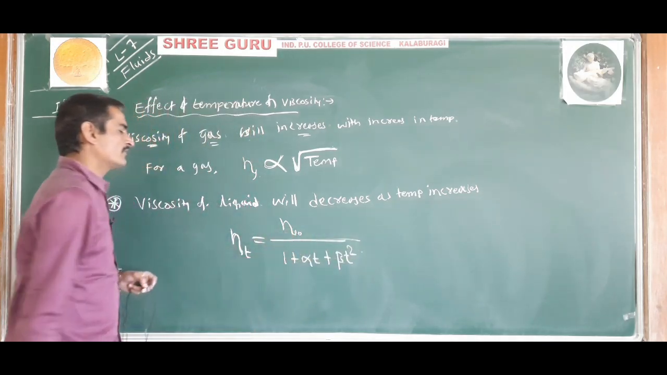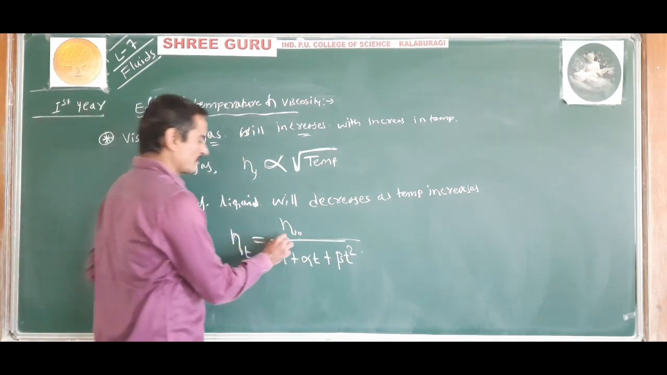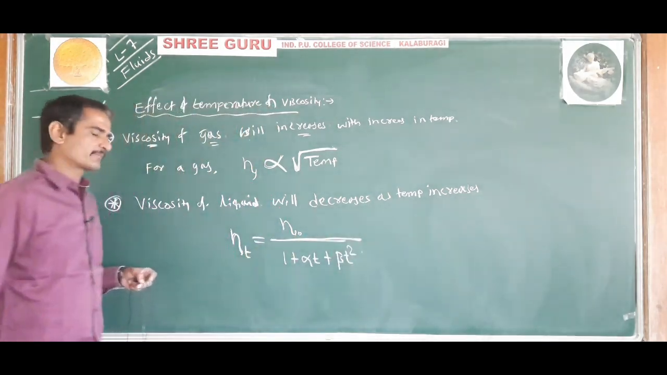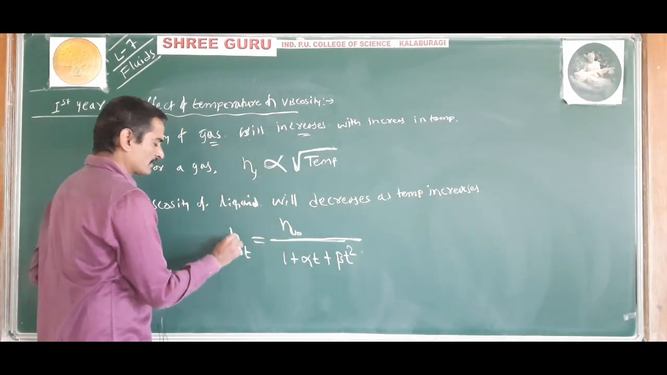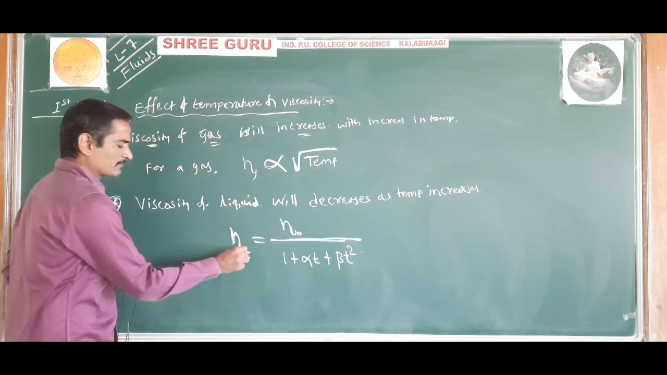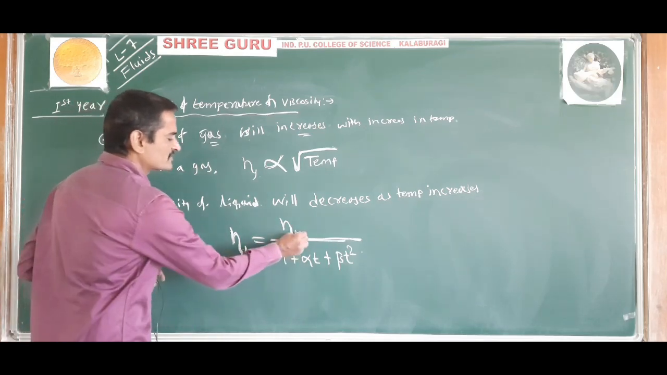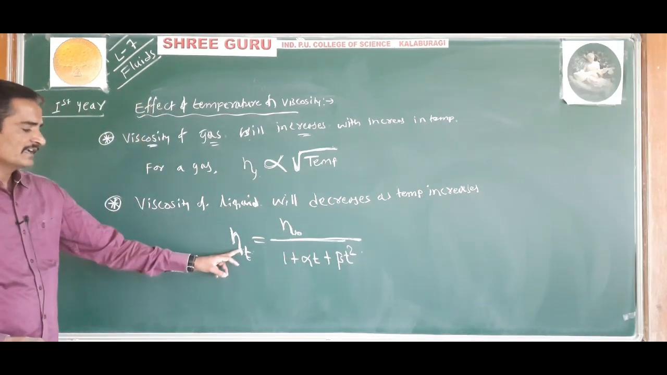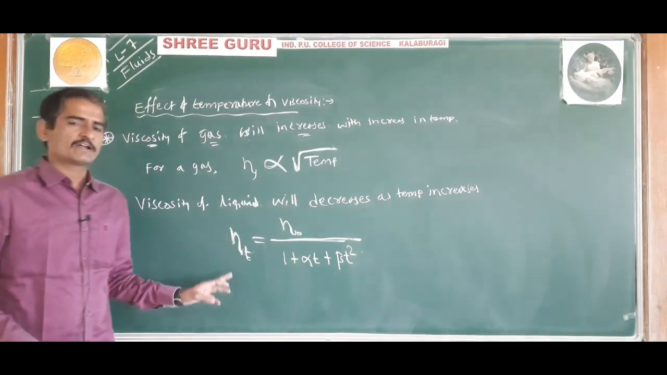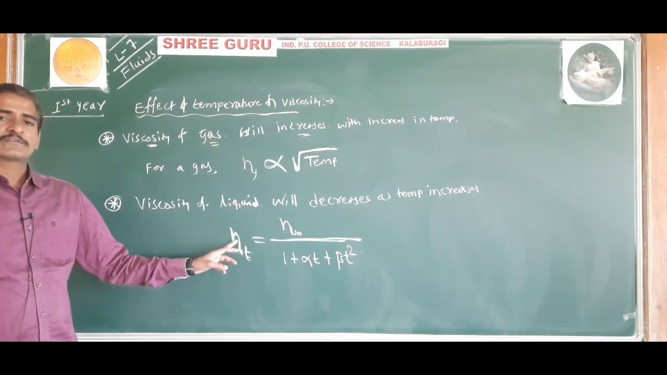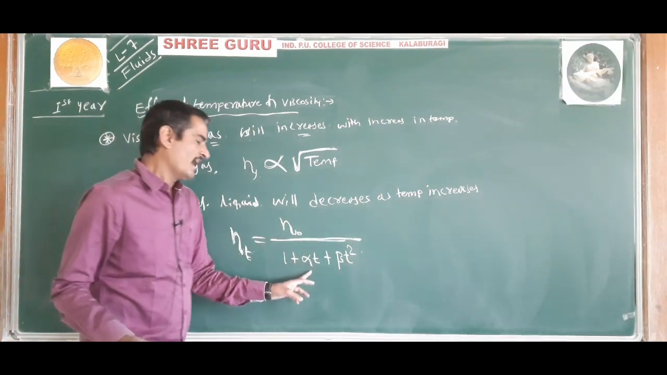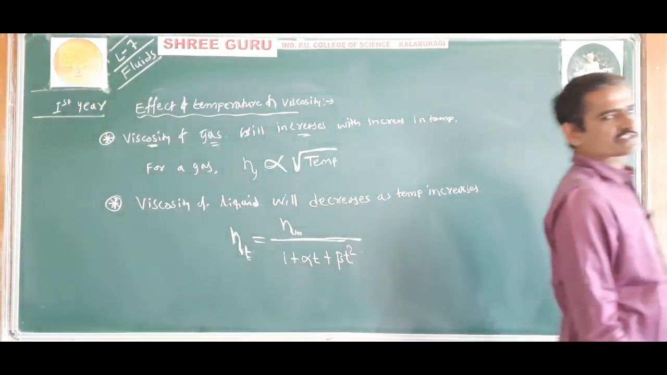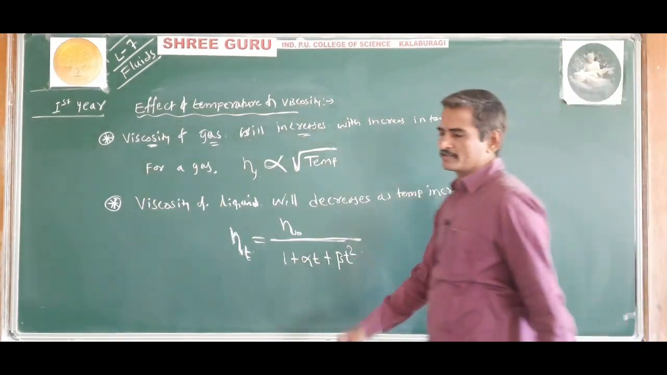So this is the formula for variation of coefficient of viscosity of a liquid, where eta_T and eta_0 are the coefficient of viscosity of the liquid at T degrees Celsius and 0 degrees Celsius, and alpha and beta are constants.